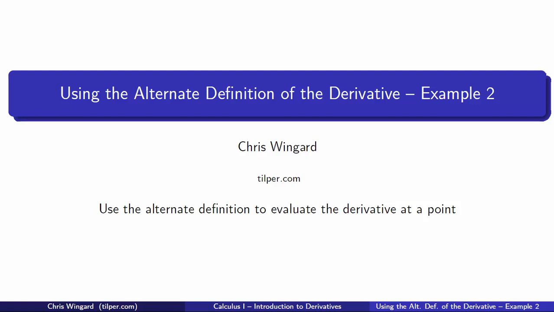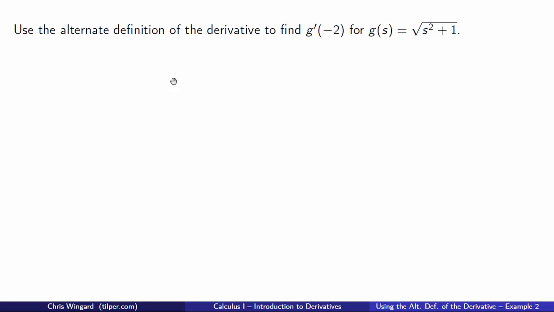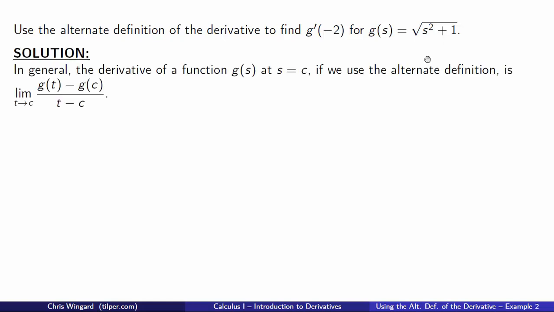Here is example 2 of using the alternate definition of the derivative. So we want to use the alternate definition of the derivative to find g prime of negative 2, where g of s is the square root of s squared plus 1.